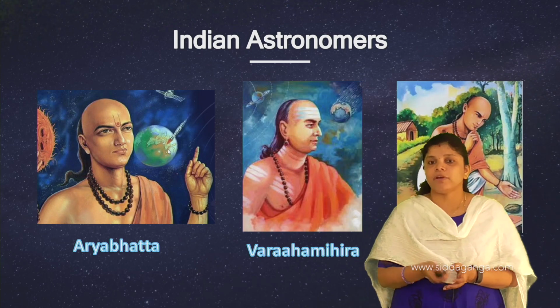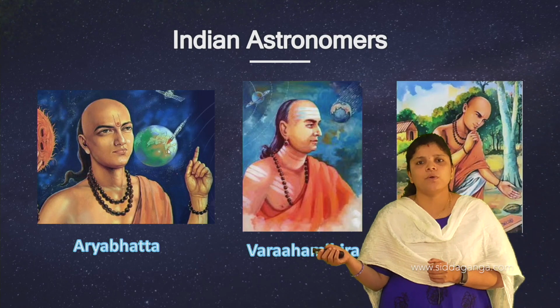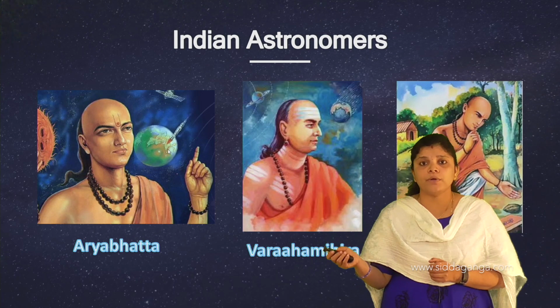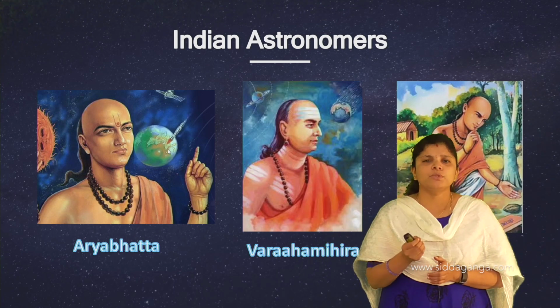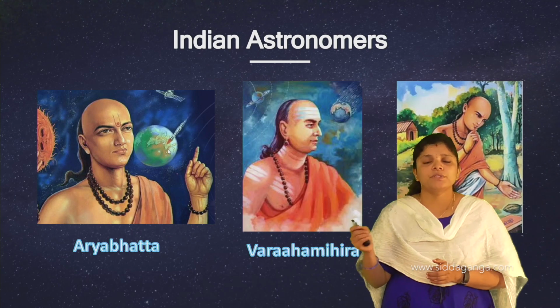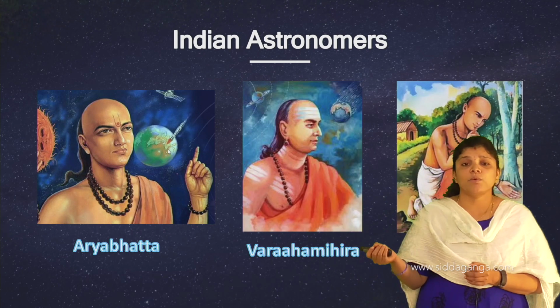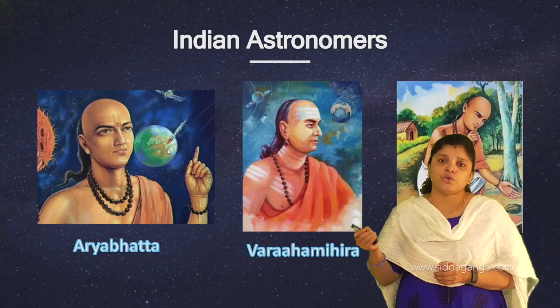Okay, and then Varahamihira. So Varahamihira is one of the scholars and he wrote some books about space. So he wrote some books about space, the moon and the earth. Who? Varahamihira. He is also one of the great Indian astronomers.